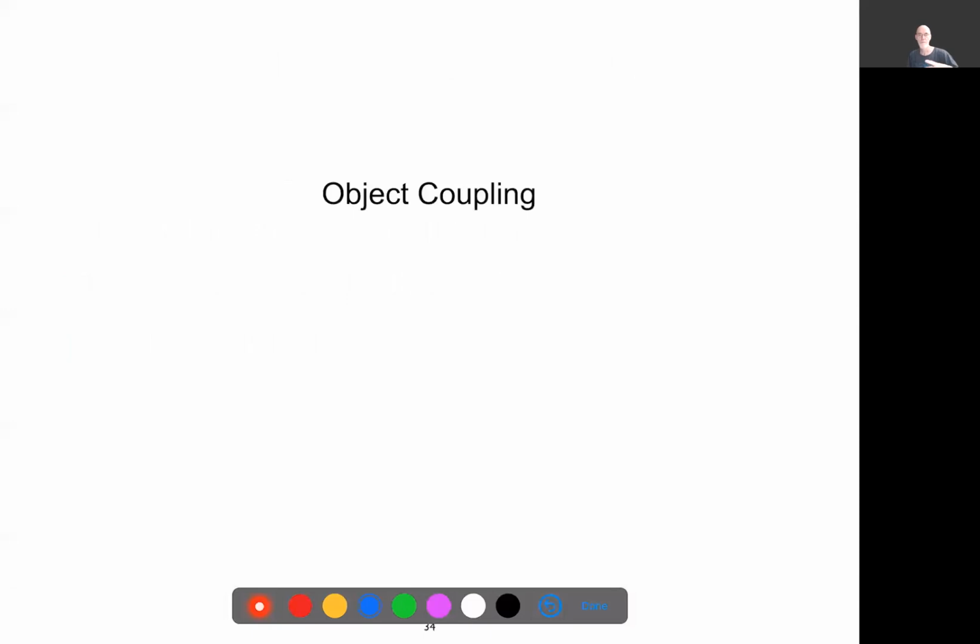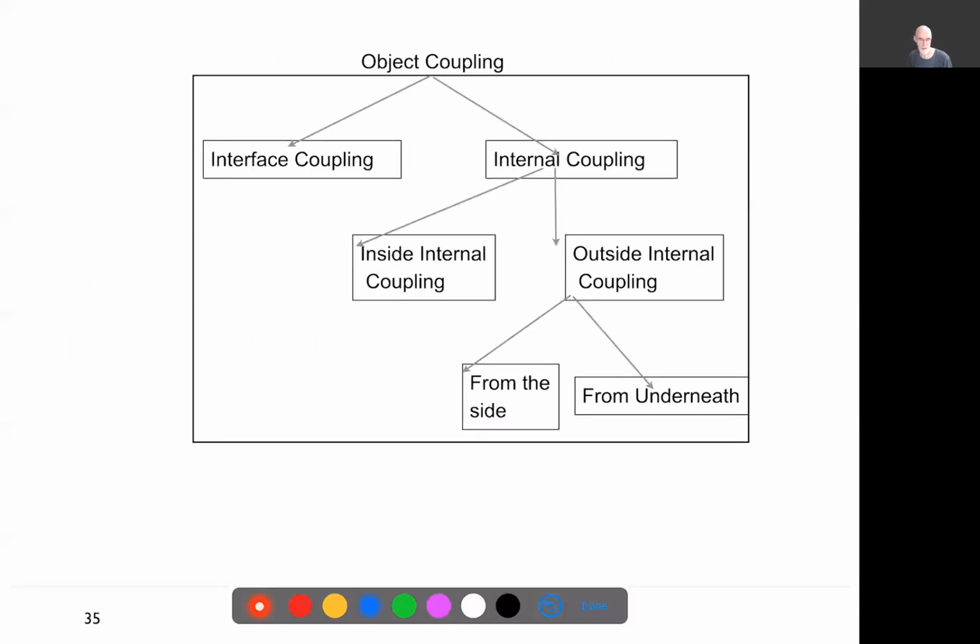So that's his struggle with, how can we talk about cohesion? And now we get to some slightly more interesting things. Object coupling. Coupling is just how things are tied together, right?